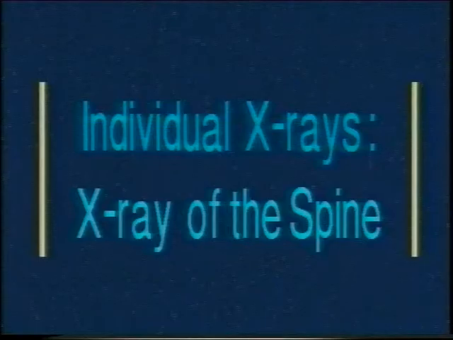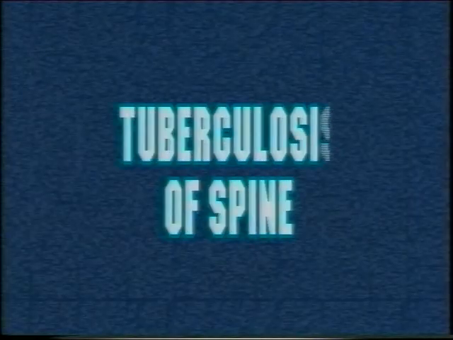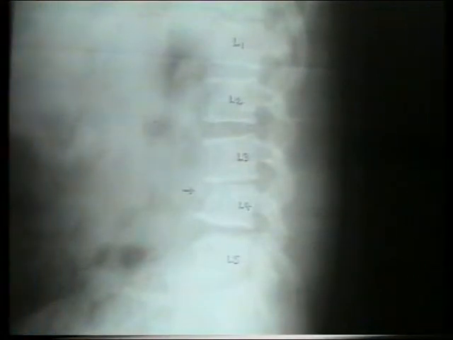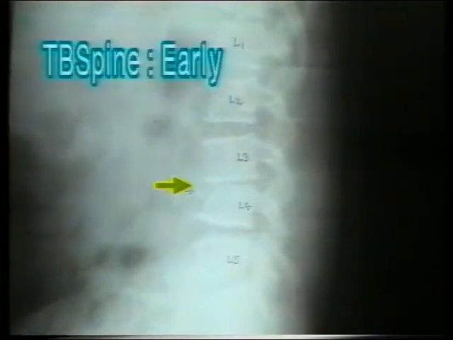Now we will come to the thoracolumbar spine. Tuberculosis of spine. Tuberculosis in spine is primarily a destructive lesion, and almost always it affects two adjacent vertebrae and the intervening intervertebral disc. Here it is affecting the third and the fourth lumbar vertebrae.